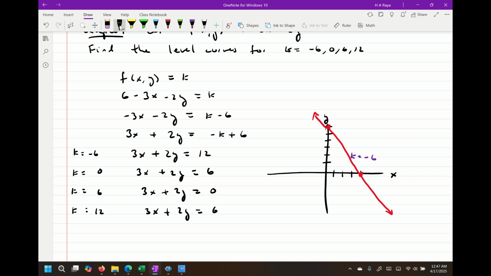I can continue the process for our second line here. The x-intercept is 2. The y-intercept is 3. Connect these dots to get your level curve. And again, that's the level curve for a k value of 0.